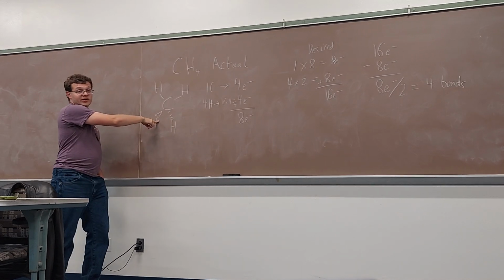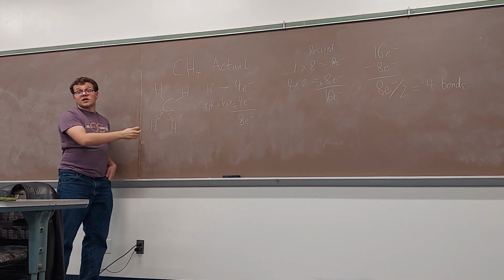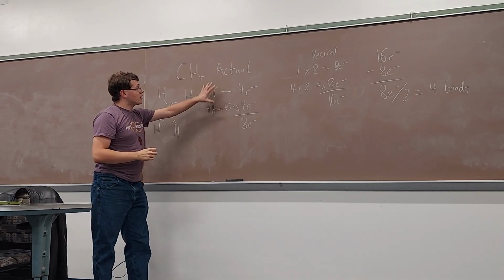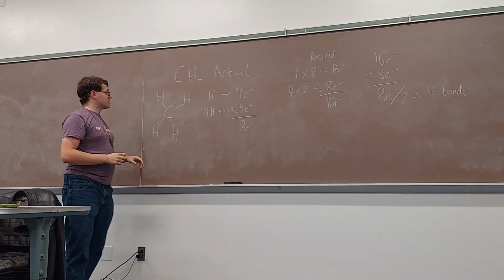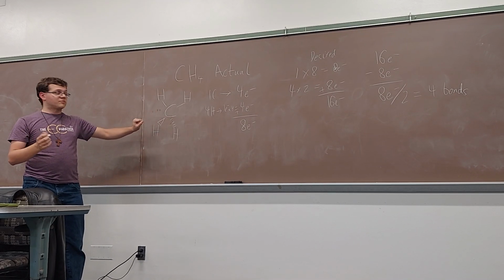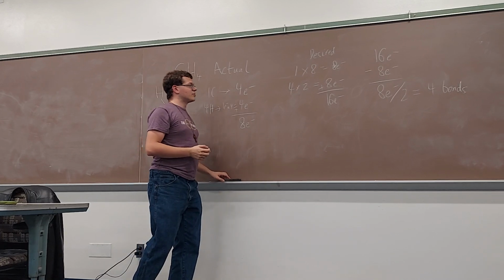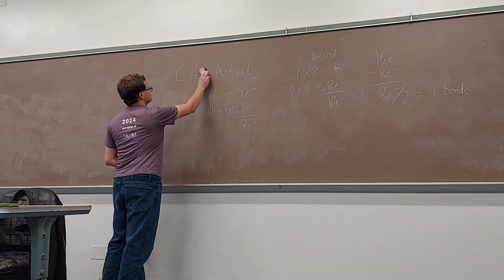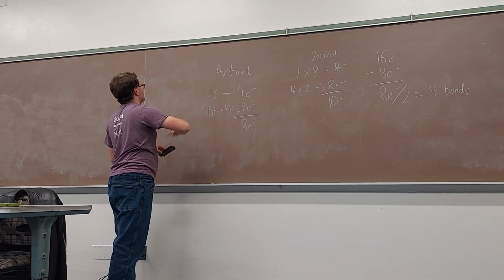And this just means it's coming out of the board. This means it's going into the board. I'm trying to draw this in 3D on a 2D plane, right? So we found our actual, our desired. We took the difference. We got our number of bonds. We drew this structure. Simple enough. What if I take a little bit more complicated of an example? How about we do another one that you might see during lab.